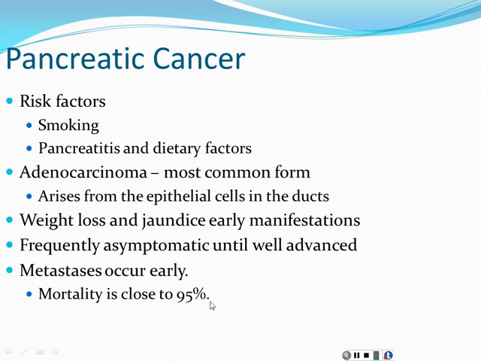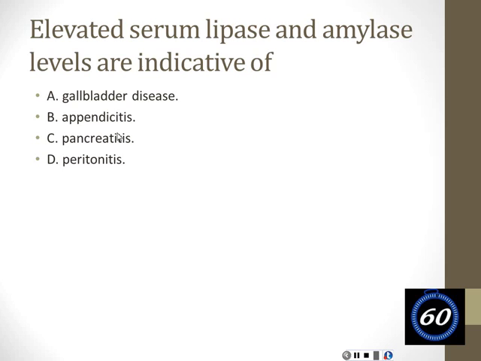Mortality is close to 95%. Pancreatic cancer is one of the deadliest cancers that there is. Risk factors: smoking, past incidents of pancreatitis. It's usually an adenocarcinoma. You get a lot of weight loss and jaundice early on, but the problem is it's usually asymptomatic until it's very well advanced. So pancreatic cancer is a particularly nasty kind.